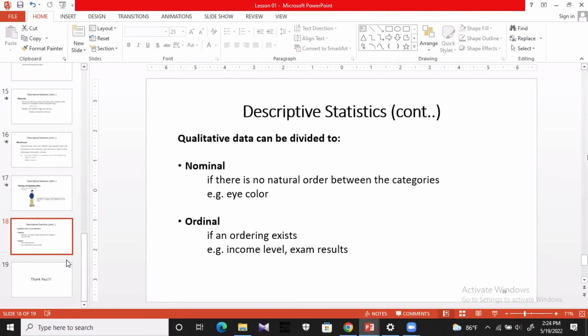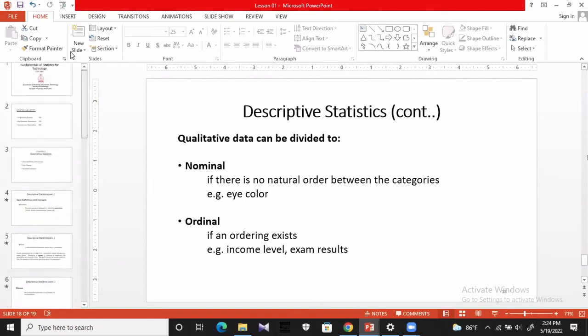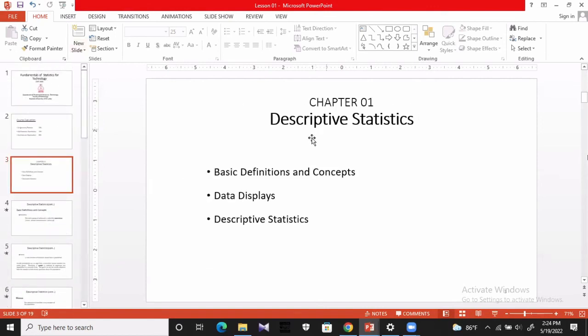So from the next presentation, we will start the descriptive statistics part. Our overview of the chapter was basic definitions and concepts, data displays, descriptive statistics. In order to understand data displays and descriptive statistics, you should know these basic definitions and concepts of these terms. That's why I taught you these terms in the very beginning.